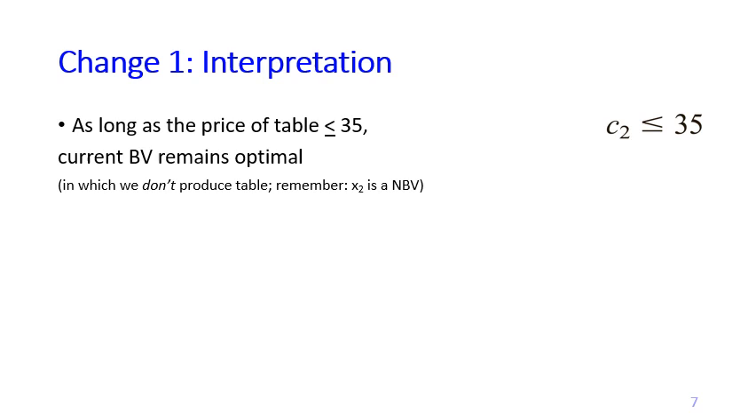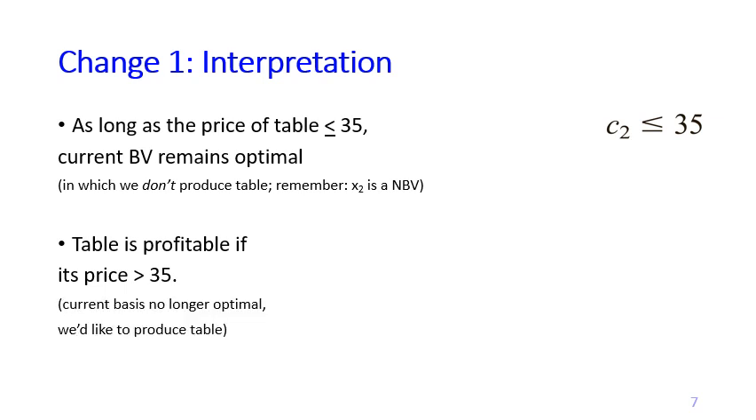Remember that in that optimal solution, x2 is a non-basic variable. It means that in the current situation, with the selling price of the table equal to $30, we do not produce table. That implies if the price of a table is greater than 35, then table becomes profitable to produce. In other words, because the current basis is no longer optimal, if the price of the table exceeds 35, then we would like to produce table.